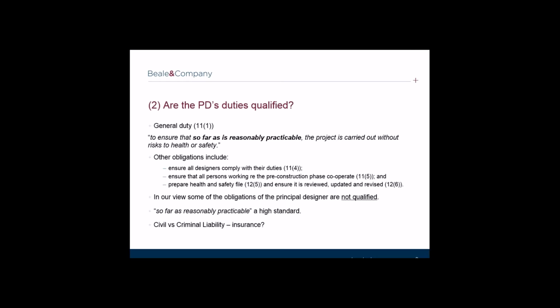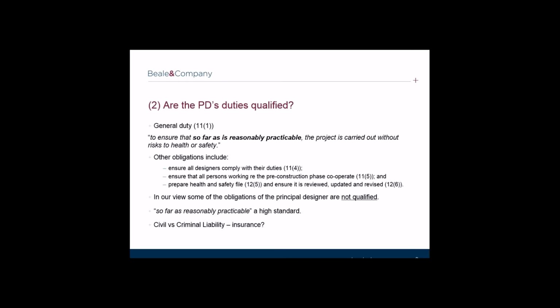In any event, the "so far as reasonably practicable" qualification in the general duty is a high threshold, as shown in the case of Edwards v National Coal Board from 1949. A course of action must be shown to be grossly disproportionate to the risk for it not to be reasonably practicable. The implications of this are twofold. Firstly, the threshold for criminal liability to be established against the principal designer is relatively low.